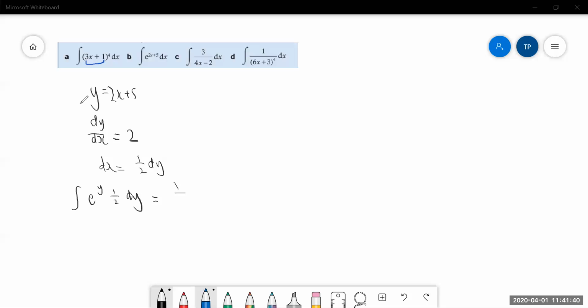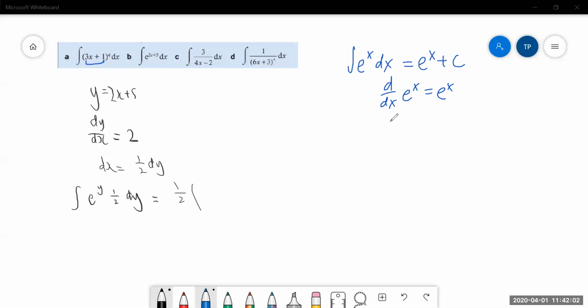How do you integrate e to the power of x? Whenever you integrate e to the power of x, it will always give you e to the x. It's the same thing, because when you differentiate e to the power of x, you're going to get e to the x also, isn't it? Yeah.